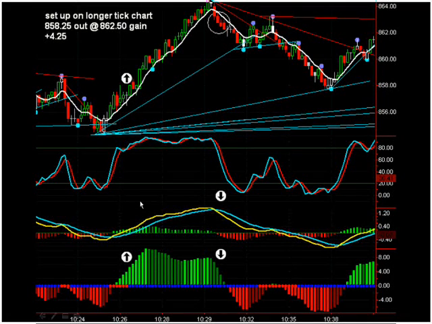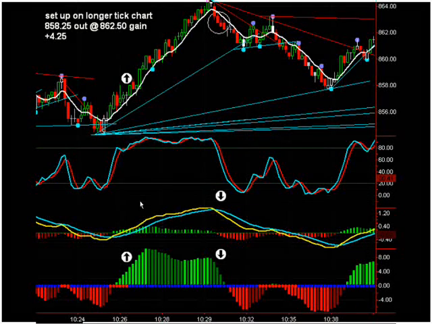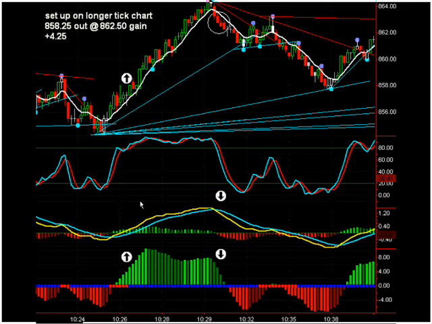So I did have confirmation for my setup. So I entered at 858.25, and I was out at 862.50 for a gain of 425. Now, typically I use my pivot highs and lows to trail my stops, but I did not do that in this case because when I saw that the price was breaking hard below the moving average, then I just exited.